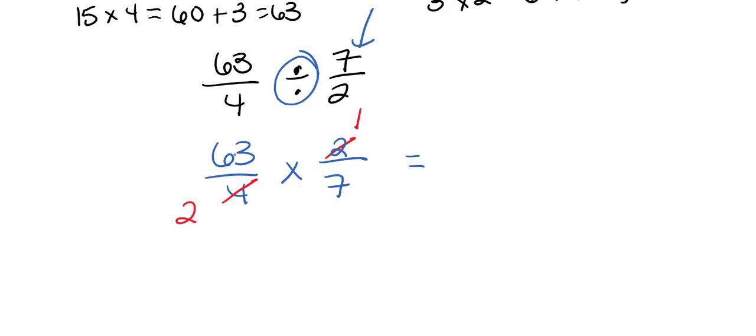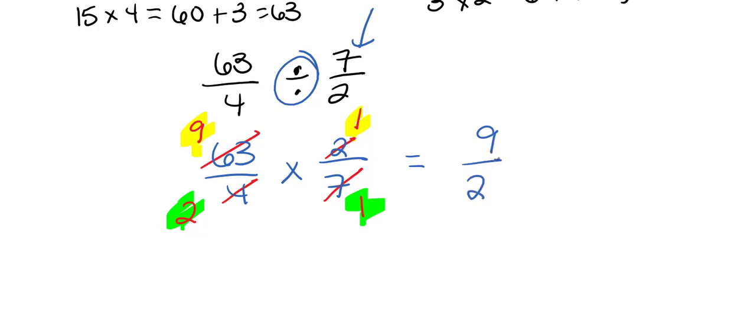And then 63 and 7 actually can be reduced. So 7 divided by 7 is 1. 63 divided by 7 is 9. Now remember, you can always reduce at the end, but this just makes it a little bit easier maybe at the end here. So we have 9 now times 1, and we have 2 times this 1. So what do we get? Well, on the top we get 9, and on the bottom we get 2.